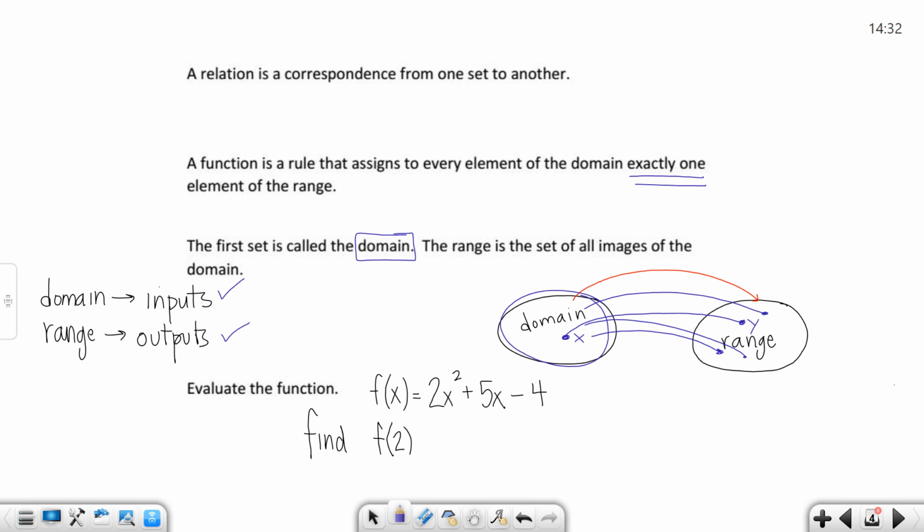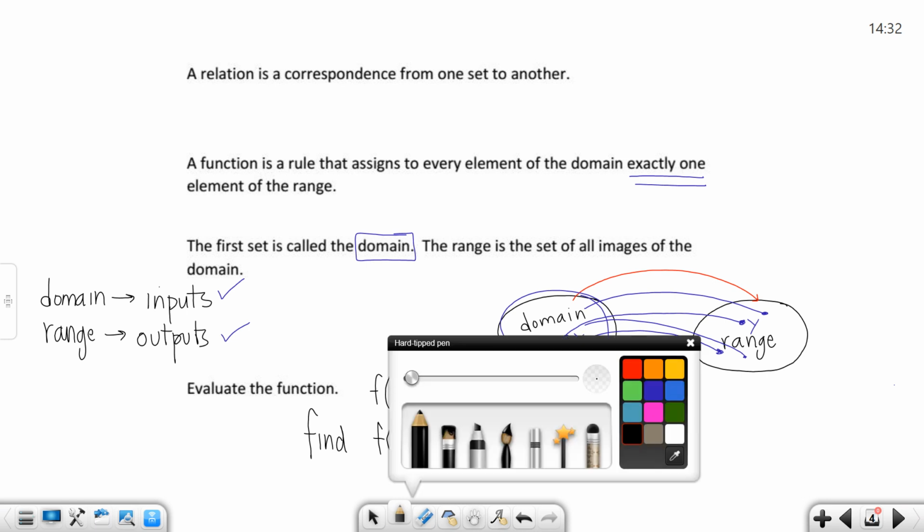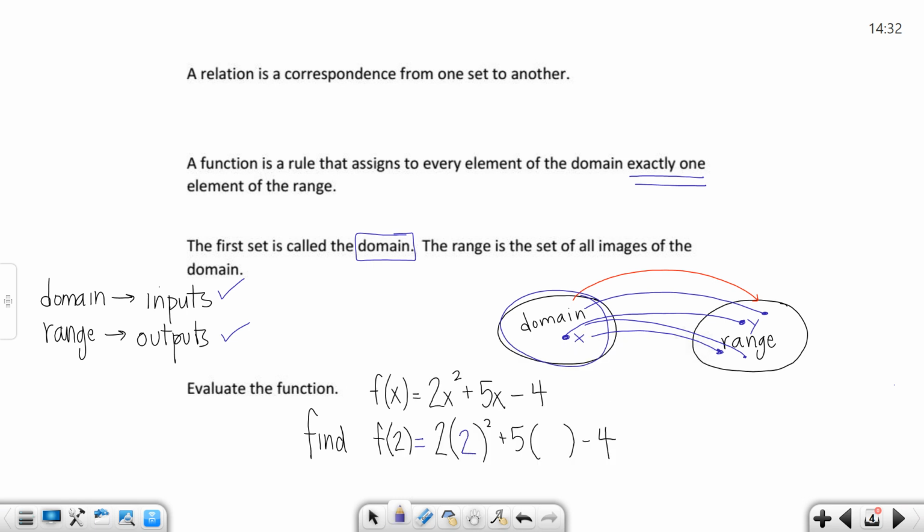Okay, now you've probably evaluated a function before. So here's an example of a function. F of x equals 2x squared plus 5x minus 4. And I'm asking you to plug in the number 2. So when I plug in the number 2, everywhere I see an x, I'm going to put a 2 in that place. I'm replacing all the x's with 2.